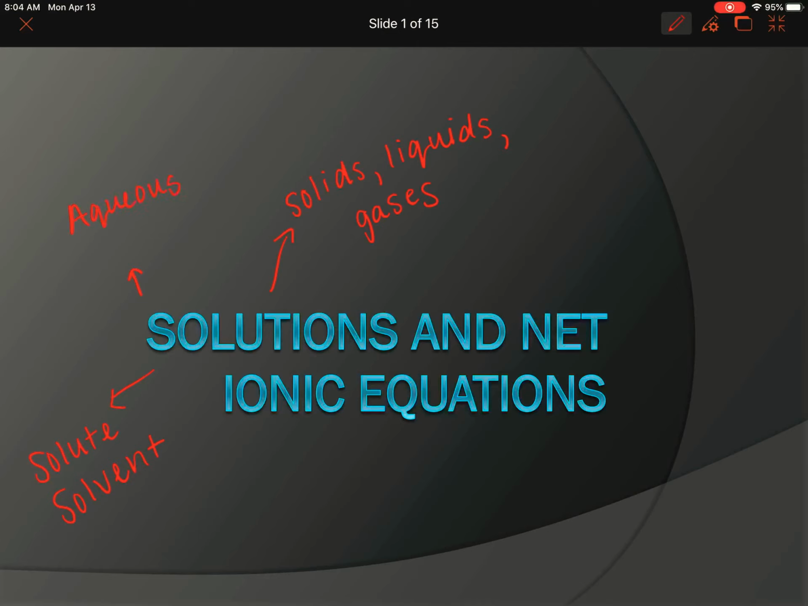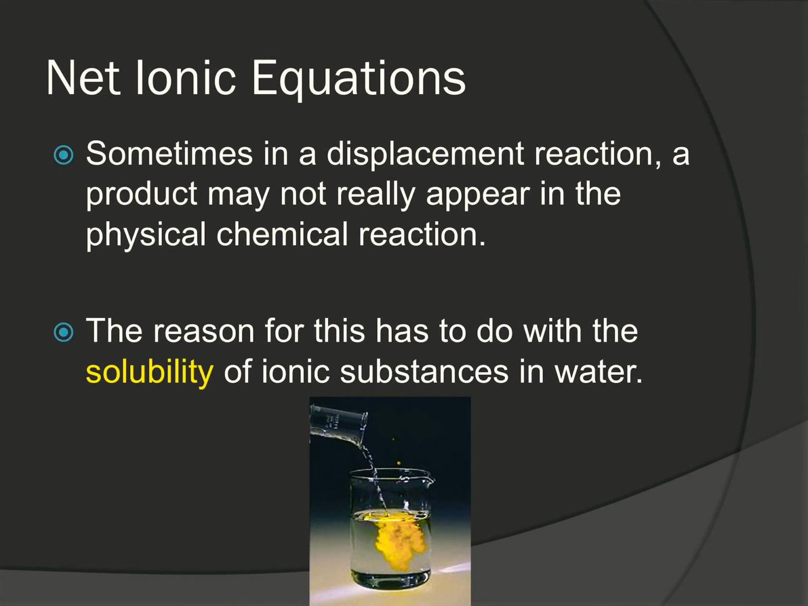And what I mean by that is we've taken a substance and we've dissolved it in water. So most of the substances that we're going to be dissolving in water are going to be ionic substances, hence net ionic equations. So let's get started. Why do we even have these things called net ionic equations? What's the difference from a regular chemical equation?